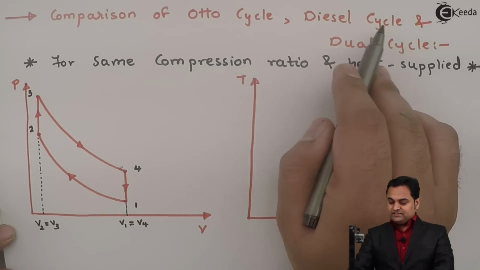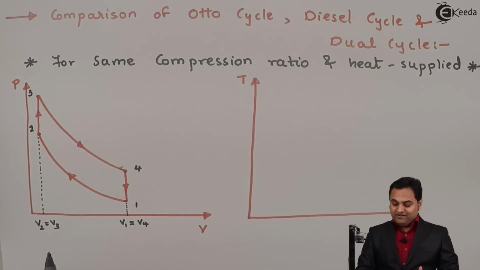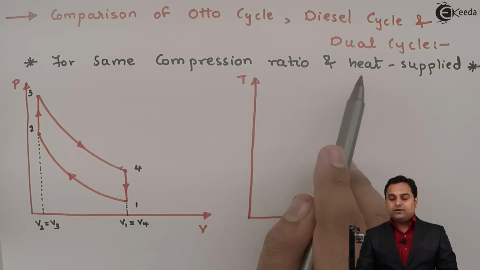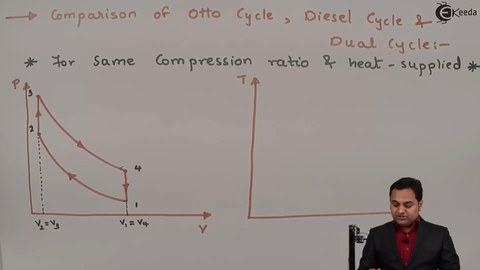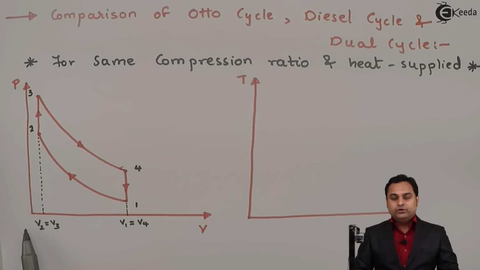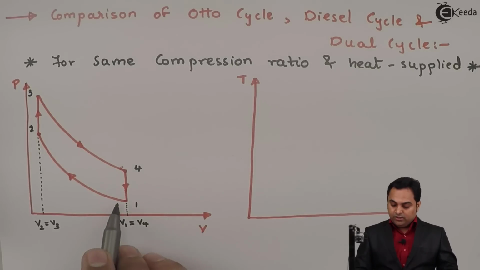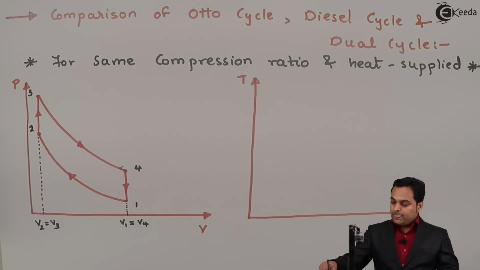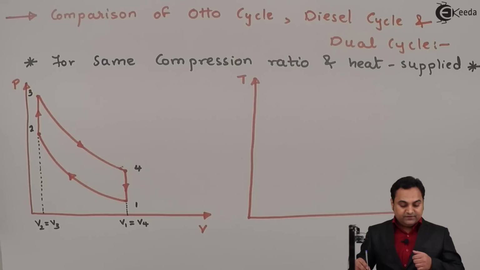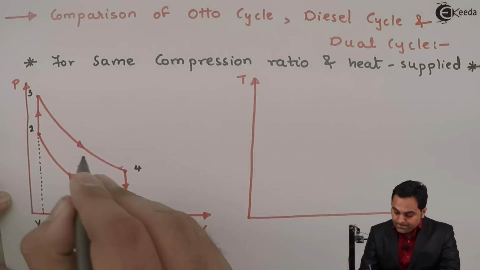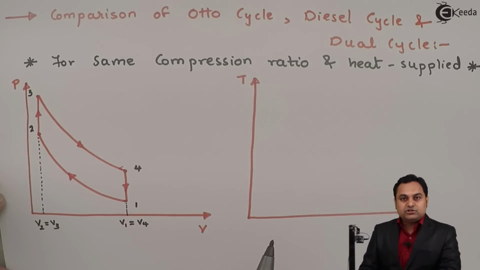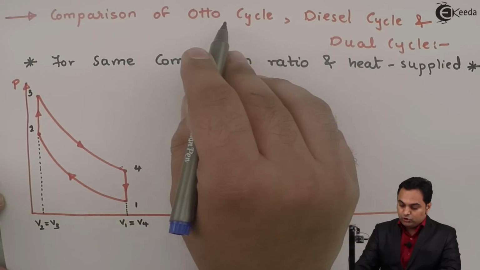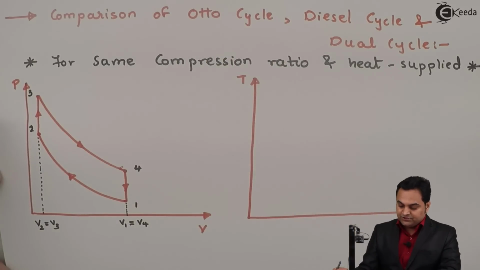Next, diesel cycle. Diesel cycle also I will draw onto the same diagram, and here the condition is for same compression ratio. Compression ratio is nothing but V1 by V2. It means that compression for Otto cycle and diesel cycle will follow the same curve, which is from 1 to 2. So while drawing the diesel cycle, 1 to 2 is the same process as it was for Otto cycle, isentropic compression.